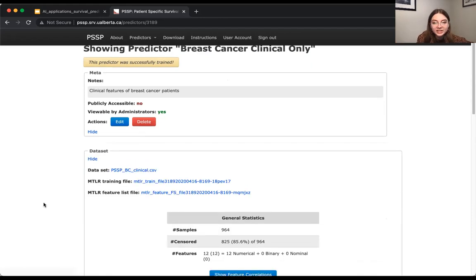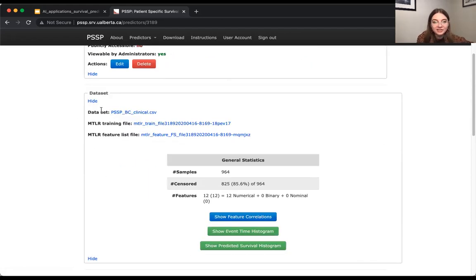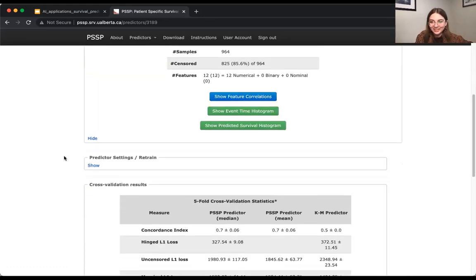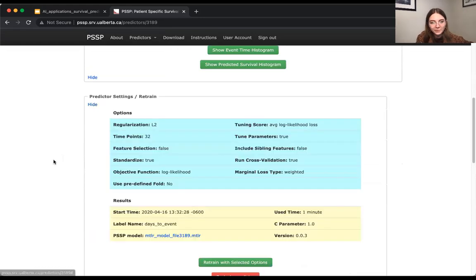So you can take a look at the data set. It keeps it so you have the file. It'll tell you the number of samples and also the percentage that is censored. So in this case, this data set is almost 86% censored, which is quite high, especially when you're trying to predict survival time and you only have survival time for like 14%. So for all intents and purposes, I think this model does really, really well.